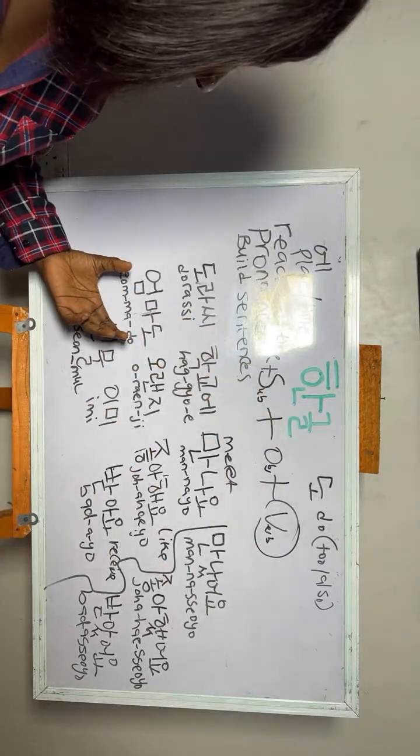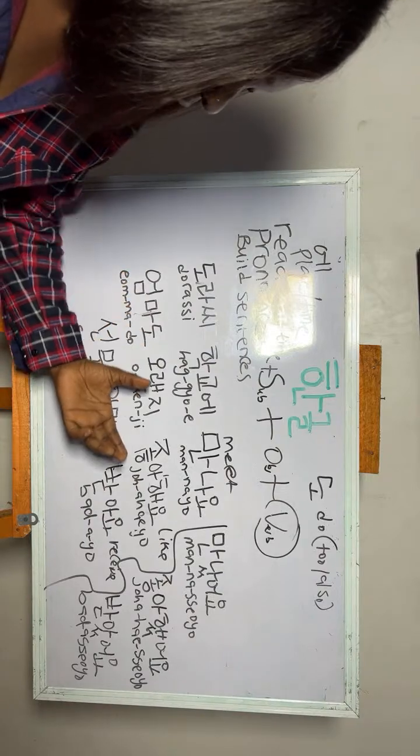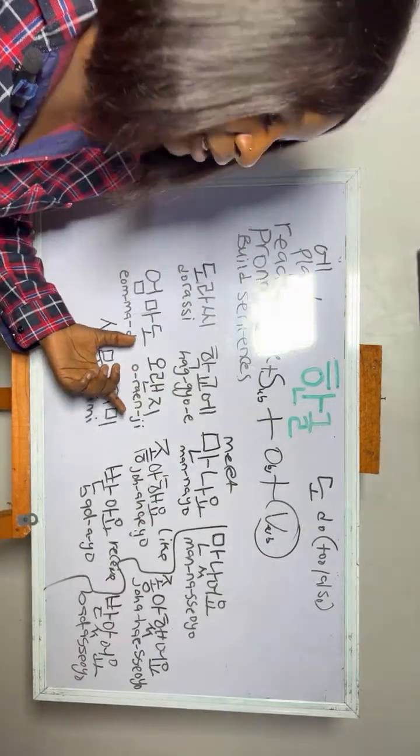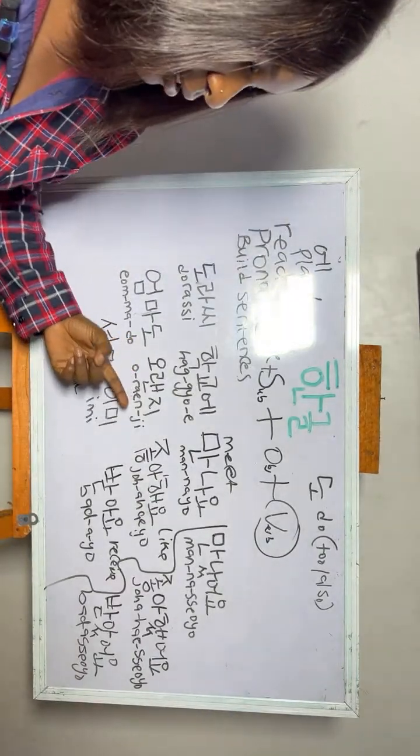So the sentence is 엄마도 오렌지 좋아해요. 오렌지. Oh, this is obviously orange in the Korean language.